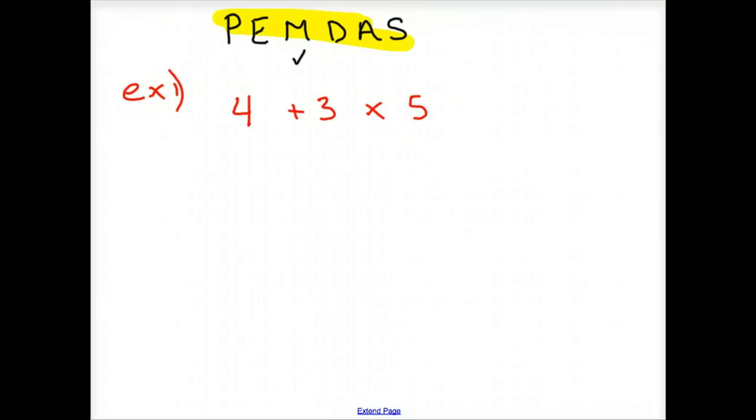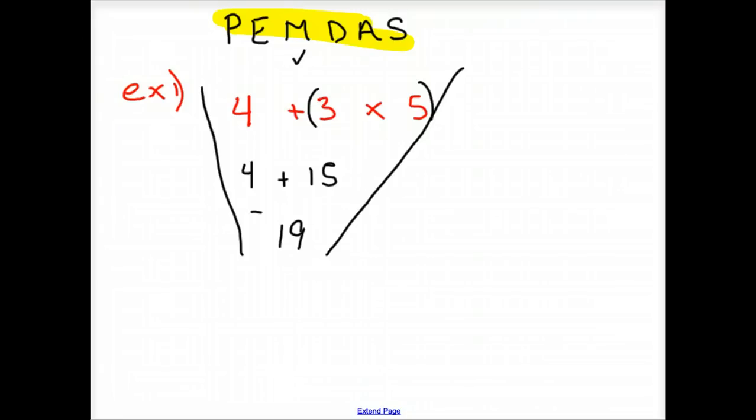So let's rewrite everything. So 4 plus, and let's use parentheses when we can, 3 times 5, 15. Coming down, 4 plus 15, 19. Notice how the problem flows down and funnels to a final answer. This shows great work. Good practice.